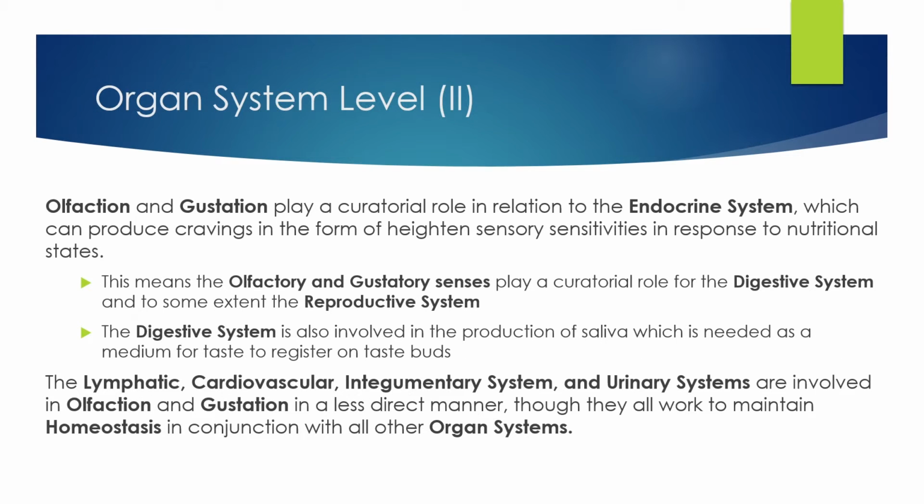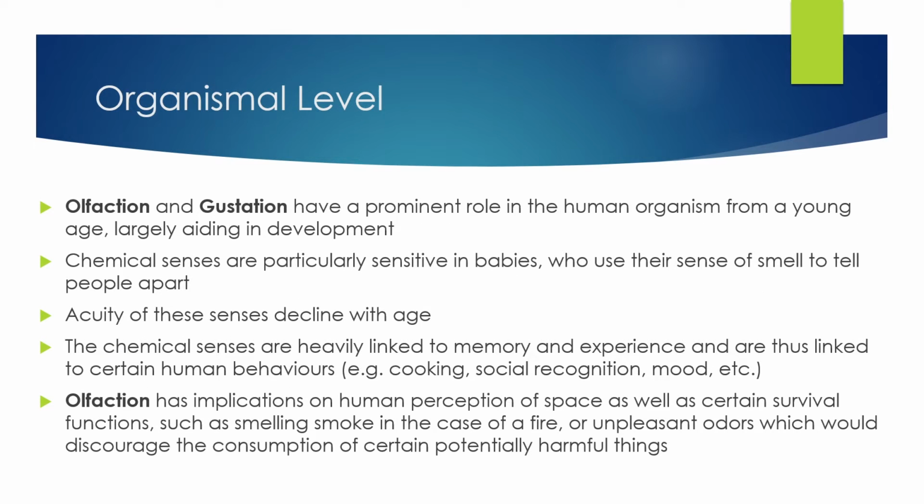Olfaction and gustation play a crucial role in relation to the endocrine system, which can produce cravings in the form of heightened sensory sensitivities in response to nutritional states. This means that the olfactory and gustatory senses play a crucial role for the digestive system and to some extent the reproductive system. For the organismal level, olfaction and gustation have a prominent role in the human organism from a young age, largely aiding in development.